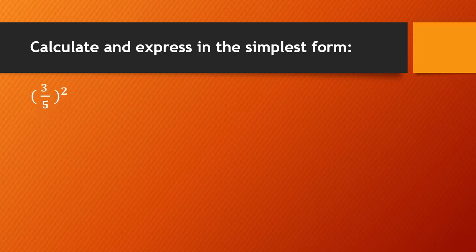(3/5)^2. In this exercise, we will distribute the power among the numerator and the denominator. So the result will be 3 power 2 over 5 power 2. After that, we will calculate the value of the numerator and the denominator. 3 power 2 equals 9 and 5 power 2 equals 25.